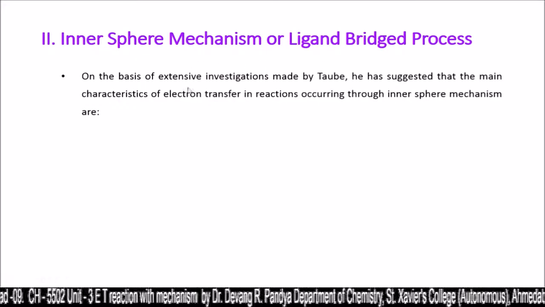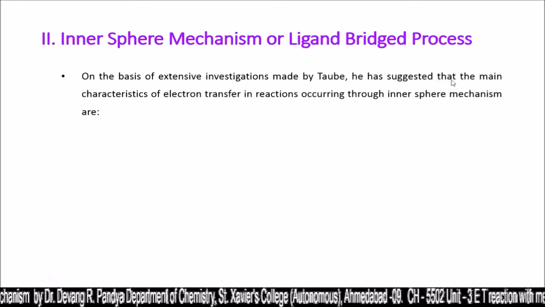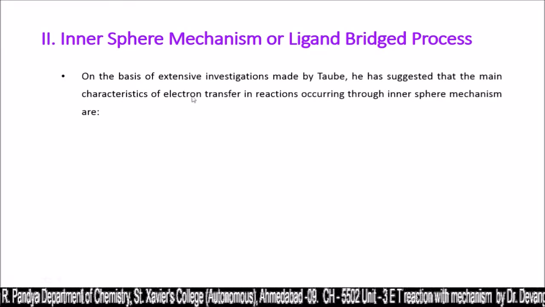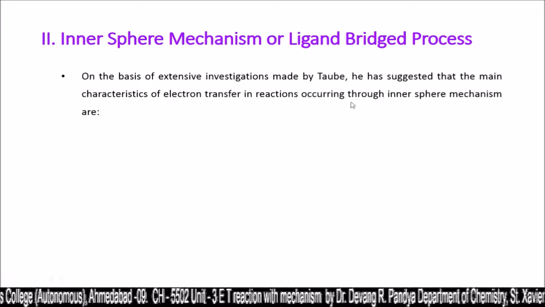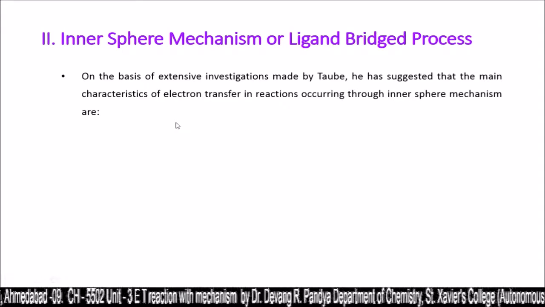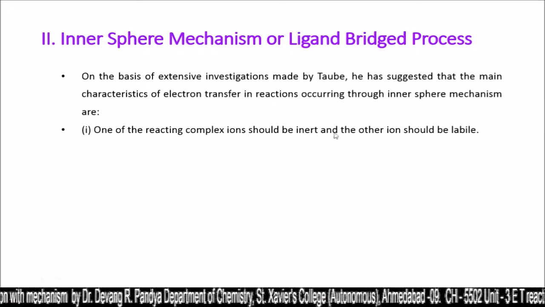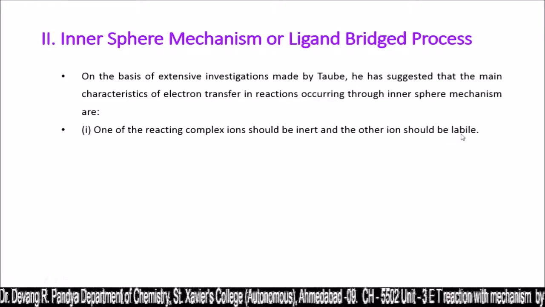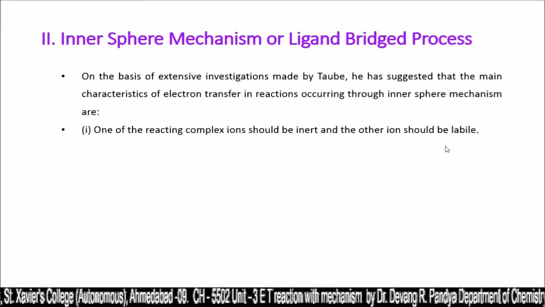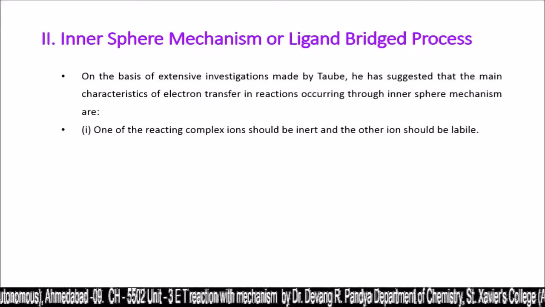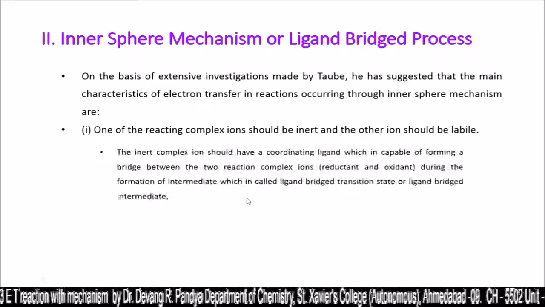On the basis of the extensive investigation made by Taube, he suggested that the main characteristic of electron transfer in reactions occurring through inner sphere mechanism is that one of the reacting complex ions should be inert and the other ion should be labile. When one is inert and the other is labile, the bridging ligand will attach to the two centers and electron transfer takes place.